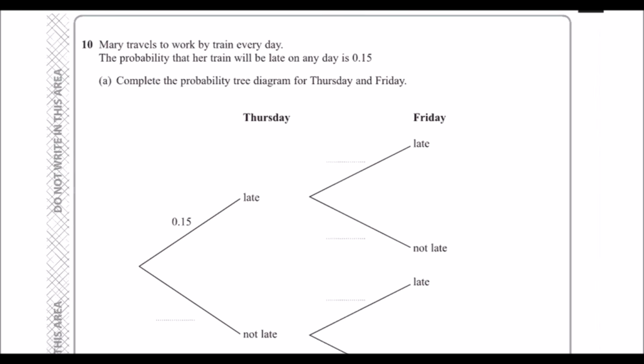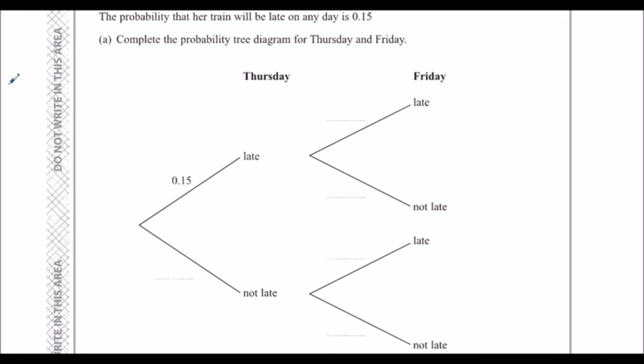Question 10. Mary travels to work by train every day. The probability that a train will be late on any day is 0.15. So we need to complete the tree diagram. So if the probability of it being late is 0.15, the probability of it not being late must be 0.85, because the probabilities have to add up to one whole. And it's the same probability on Friday as it is on Thursday. So we just need to complete the same probabilities in each box.